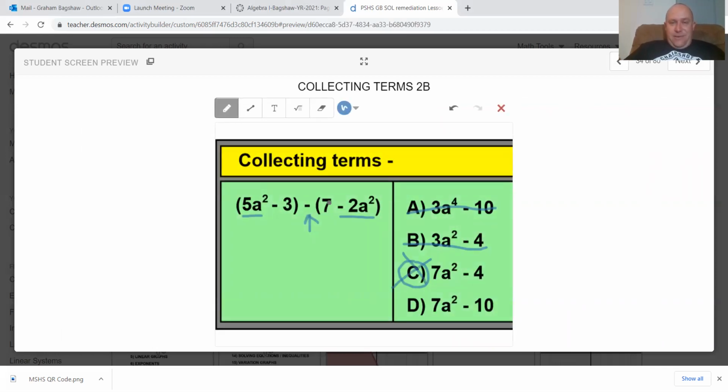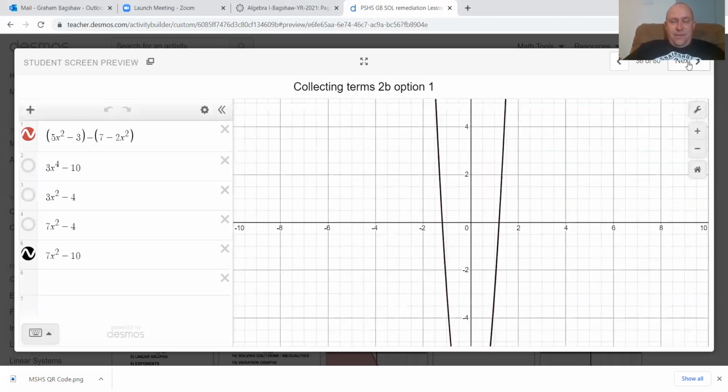I did 3 take away 7, but I missed the negative at the start. So -3 take away 7 is -10. Very good reason to check on Desmos. Then you can always find any errors that you might make.